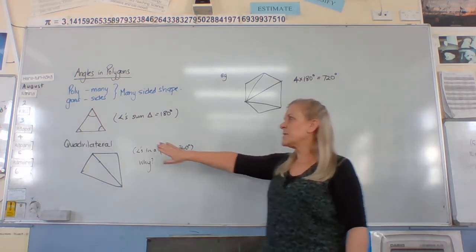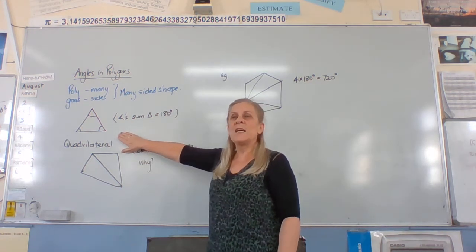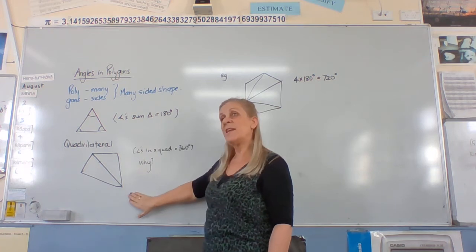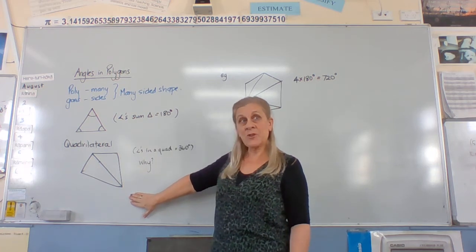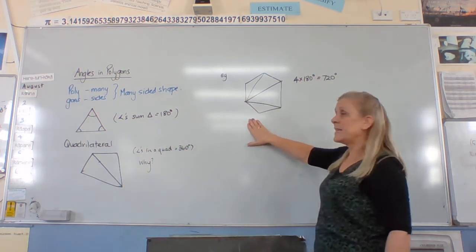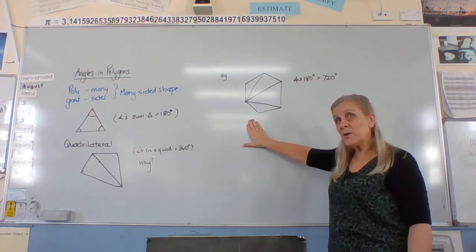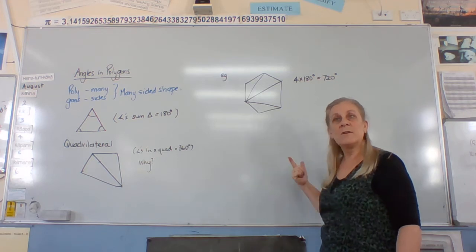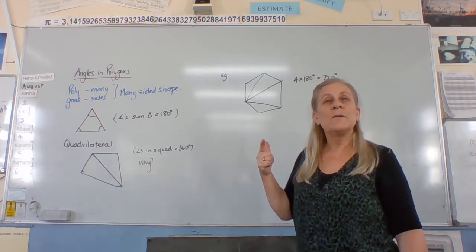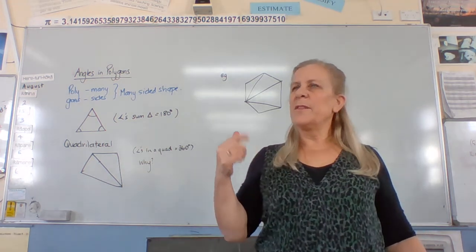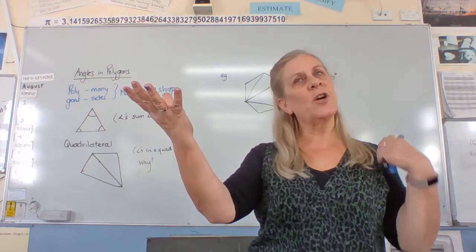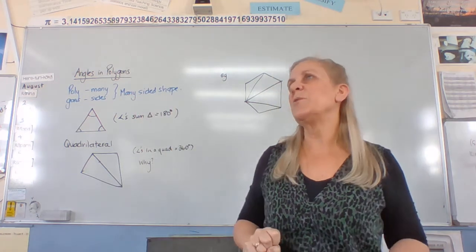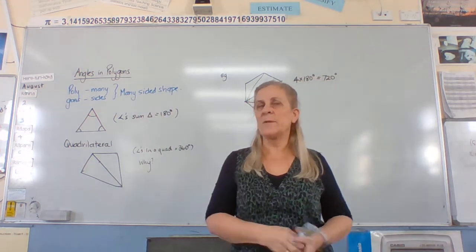So this one had 3 sides and how many triangles? 1. This one had 4 sides and it has how many triangles? This one had 6 sides and how many triangles? So I've got this shape. How many triangles does it have? 8. It's got this many sides. How many triangles does it have? Okay, let's put a number on it. It's got 10 sides. How many triangles does it have?